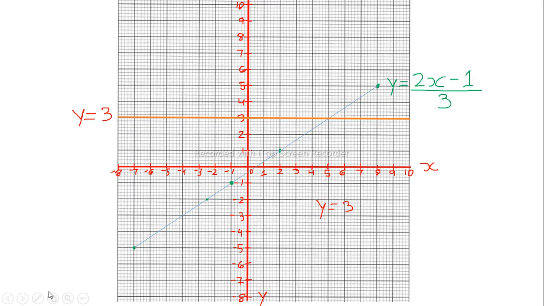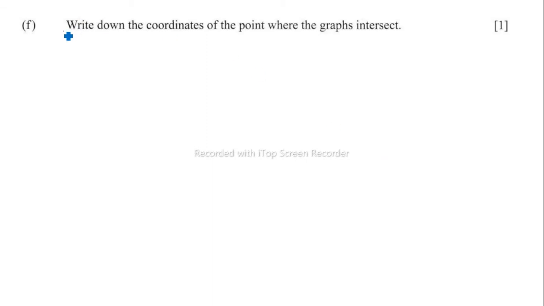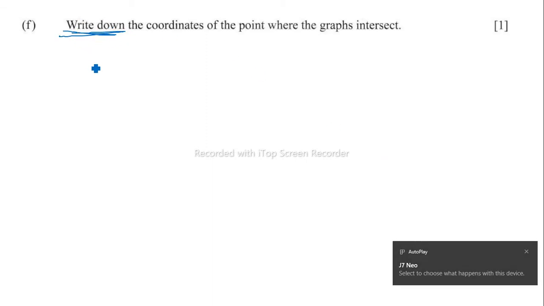Yes, sir. Okay. The point where they meet is 5, 3. This is the intersection point. This is 5, 3. And please, in the exam, do not just label it on the graph. They said clearly, write down. That means put it underneath the question. So put 5, 3 here.